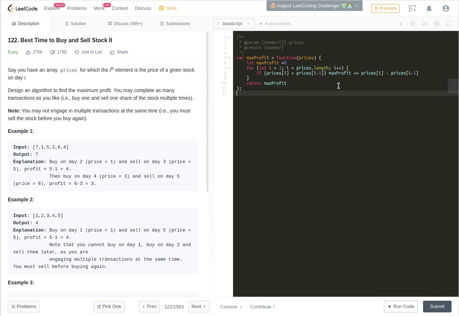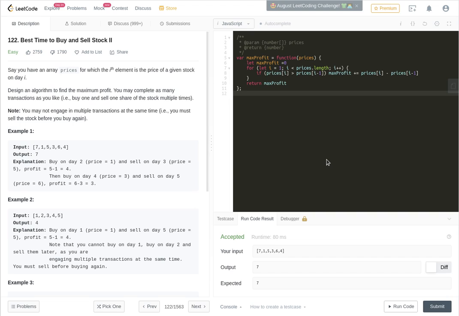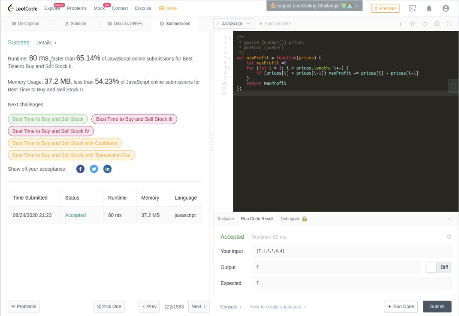Okay, could that be it? What is it, 4 lines of code? Did I miss anything? Let's run it, see where we messed up. Okay, accepted. Cool. What do you think? Feeling lucky? Let's submit it. See what happens. Success. So faster than 65% of JavaScript out there in the world. So awesome. This has been the max profit greedy algorithm implementation. So thanks for watching.